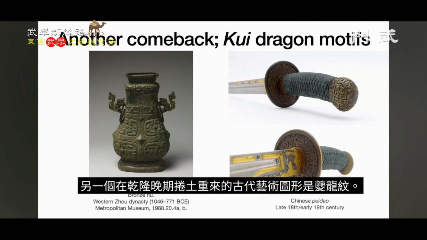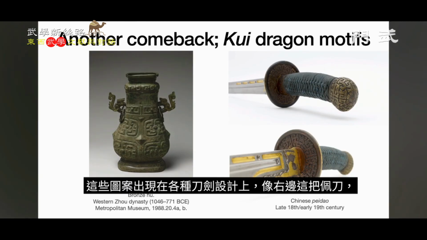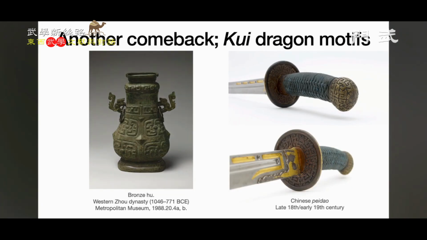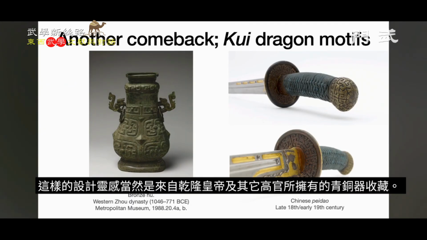Another comeback from ancient art motifs during the late Qianlong period is Kuei dragon motifs. You can also see them on Zhou dynasty and Warring States items, like this bronze hu. And they made their way to all kinds of saber designs. This is a peidao, probably an earlier blade than hilt. The hilt mounts are from around 1800, I think, showing almost exactly the same design as on these old bronze hu. The inspiration came, of course, from collections of high-level Qing officials that had collections of these bronze items, including the Qianlong Emperor.